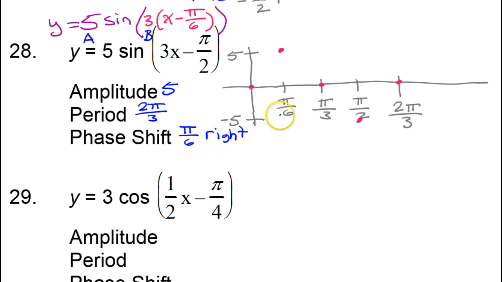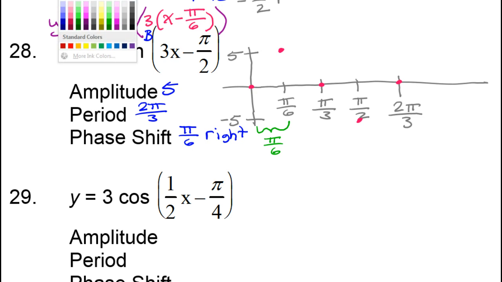Now notice that pi over 6 is right here listed among our values on the x-axis. That is useful because that lets you know that this distance is a distance of pi over 6. In other words, pi over 6 is one space, one jump on this scale. So when I say I'm going to shift pi over 6 to the right, that's going to be easy because it means I'm going to move each one of these points one space over to the right. So I'm going to show that in blue.